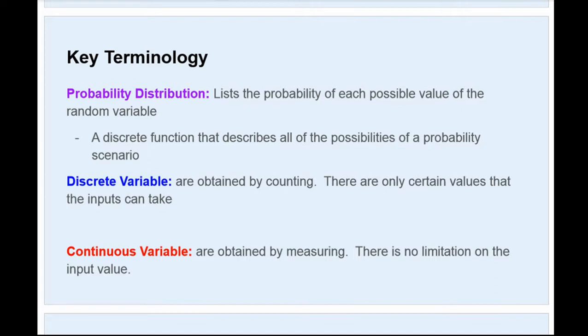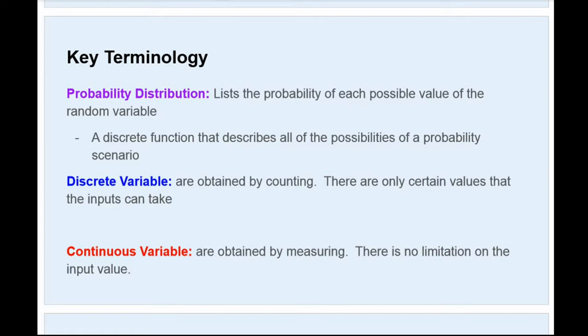In other words, we could say that it's a discrete function that describes all of the possibilities of a probability scenario. So if we look back at that example with the spinner, we would basically be making a list of what is the probability of getting $1, what is the probability of $2, $5, $10, and $20, and listing all of those probabilities. And then using that, we could help us find the expected value.